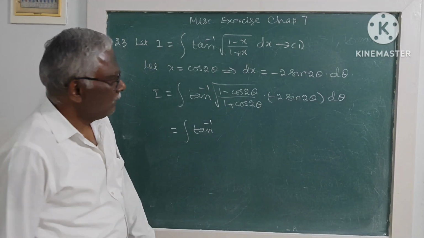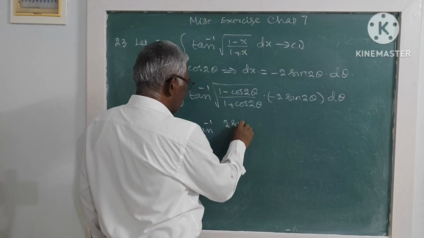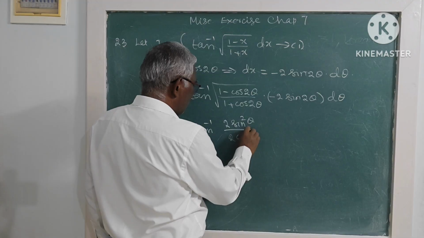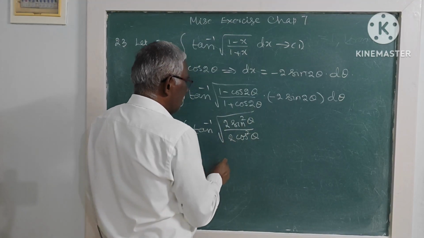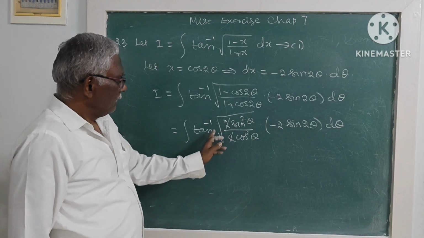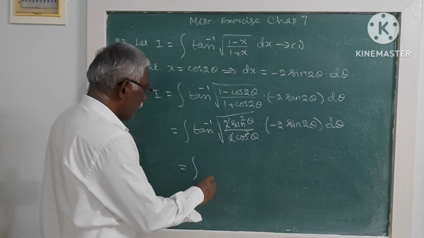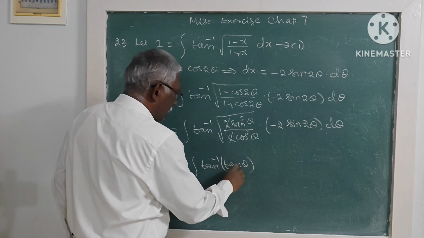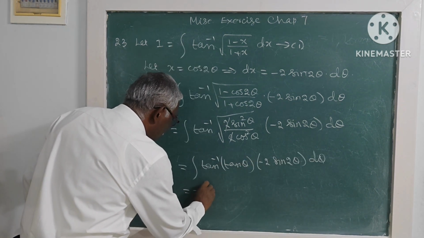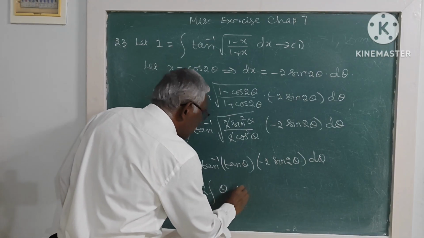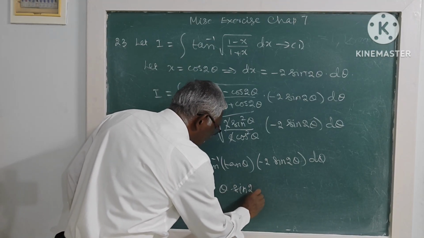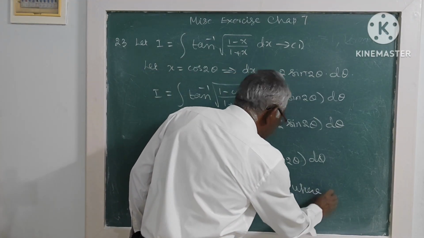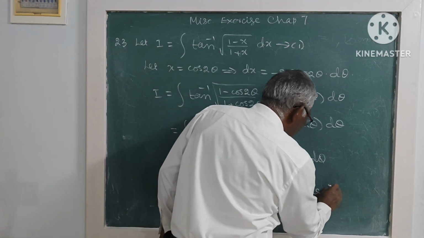One minus cos 2 theta is 2 sin square theta. 1 plus cos 2 theta is 2 cos square theta. Under root, tan inverse of tan theta, minus 2, this becomes theta sin 2 theta d theta, where x is cos 2 theta.